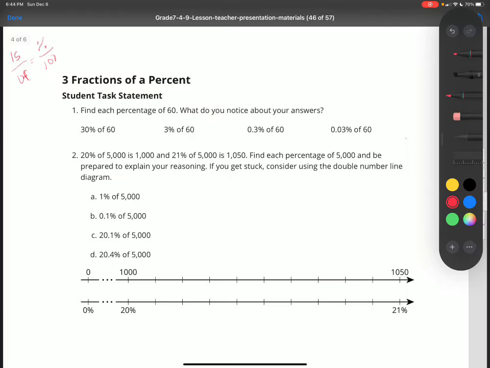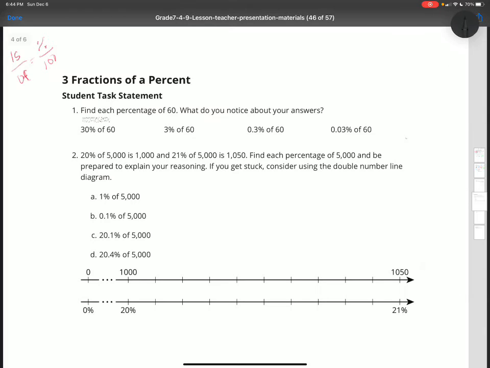Now, even though it's telling us to find each percentage, I don't like the way that's worded. It's saying find each percentage. What it wants us to do is to find the is, which is basically the portion or the part. So we are finding the is, okay? Because it gives us the percentage. We don't have to find the percentage.